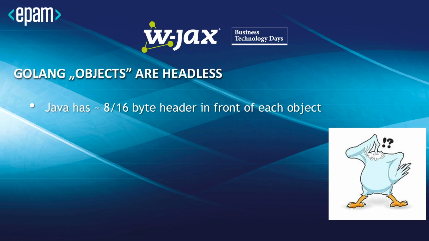That's because in Golang, the objects are headless. In Java, when I have an object in memory, I have 8 or 16 bytes of header in front of each object, depending on whether it's a 32-bit or 64-bit implementation. So when I have an int, which is 4 bytes, I still have at least 8 bytes extra for every integer.